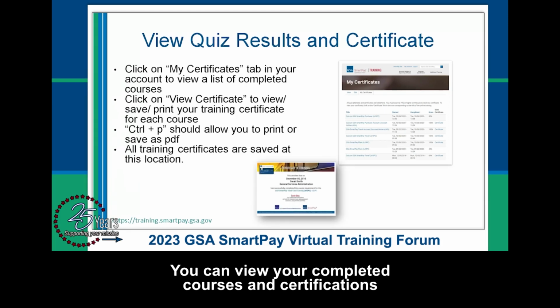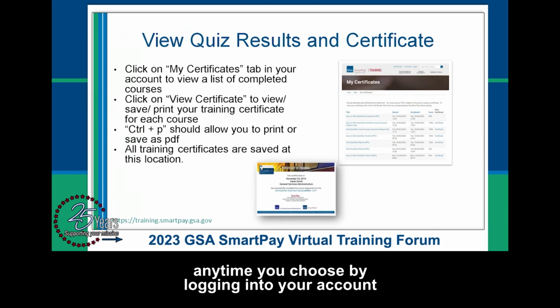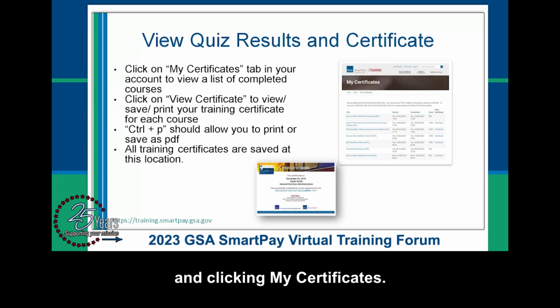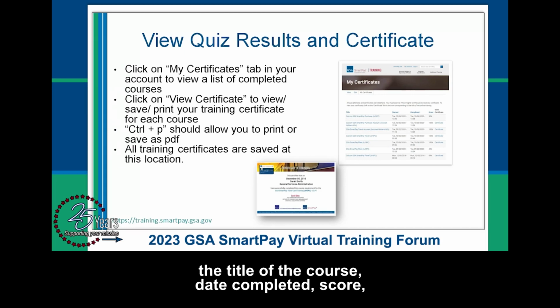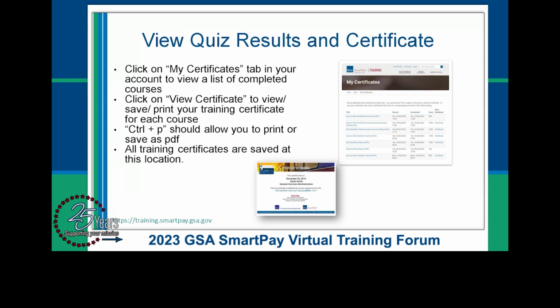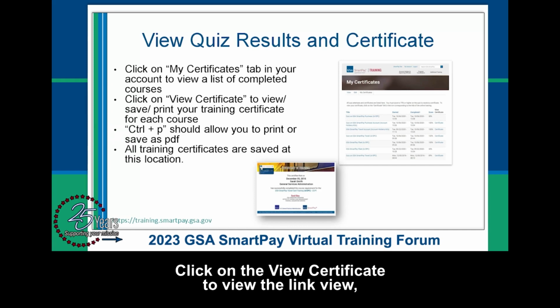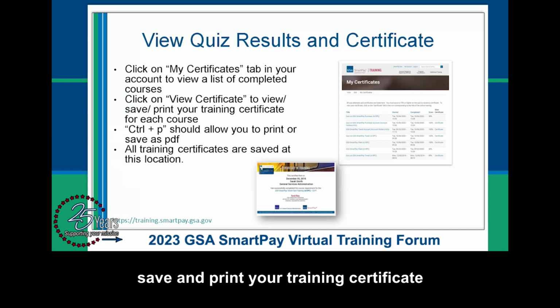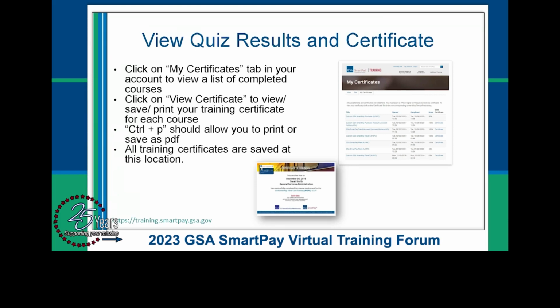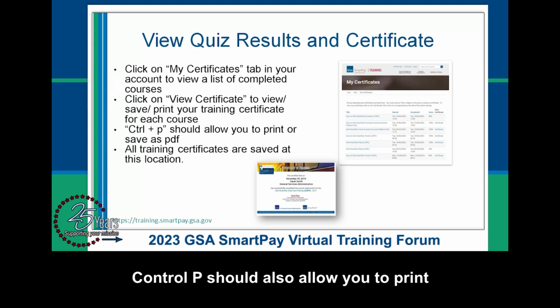You can view your completed courses and certifications anytime you choose by logging into your account and clicking My Certificates. The screen that displays next will show you the title of the course, date completed, score, and a link to your certificate if you passed. Click on the View Certificate link to view, save, and print your training certificate for any course displayed in your list.